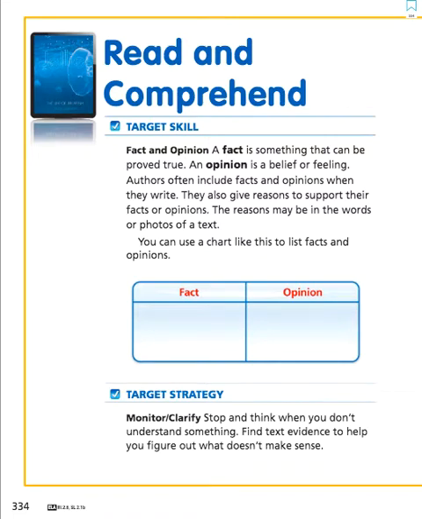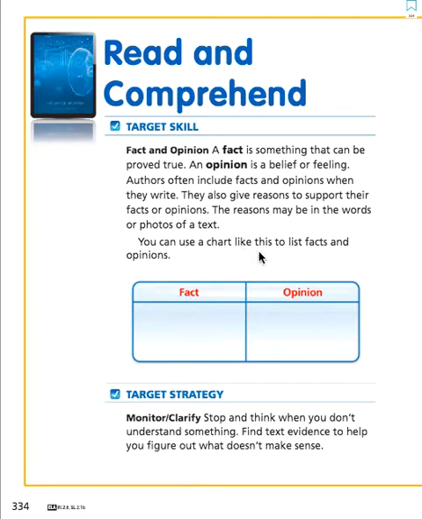This week for Lesson 10, we will be taking a deeper look at a nonfiction text, which is informational, and our target skill this week to help with that will be fact and opinion. A fact is something that can be proved true. An opinion is a belief or feeling. Authors often include facts and opinions when they write. They also give reasons to support their facts or opinions. The reasons may be in the words or photos of a text.